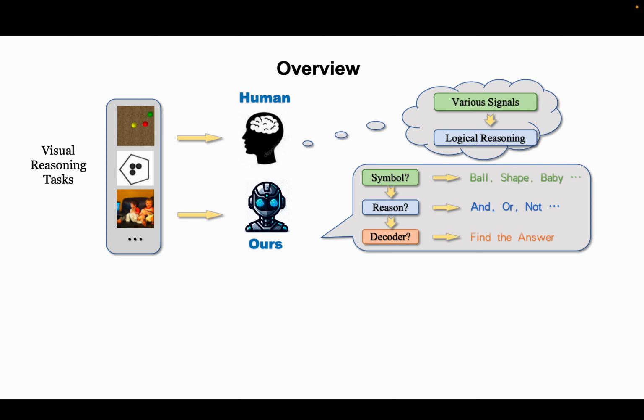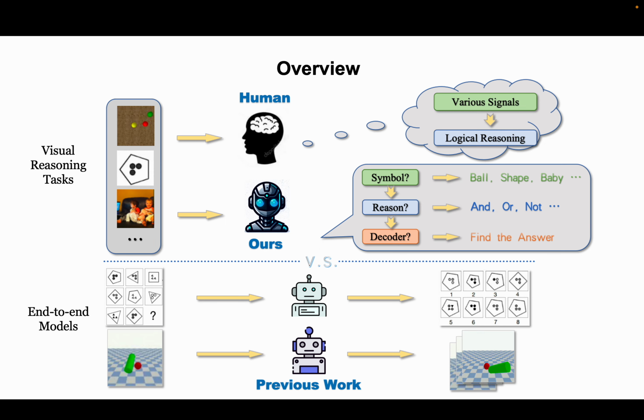The first stage is symbolization, where sensory inputs are transformed into symbolic representations. The second stage is reasoning, where logical processes are applied to these symbols. Each task has its own encoder for symbolization, but a single reasoner handles reasoning across tasks. This differs from previous end-to-end models, which often perform well on specific tasks, but tend to overfit and lack generalization.